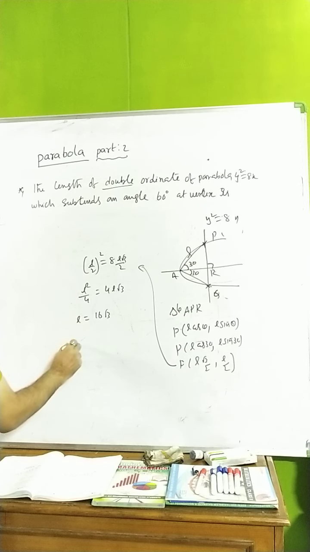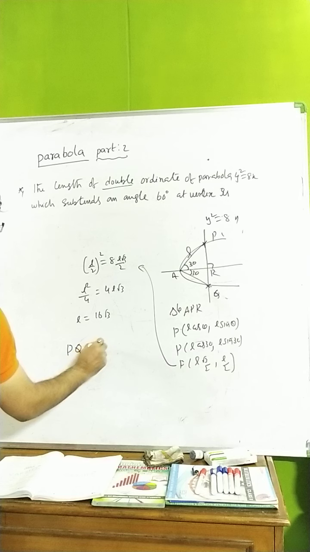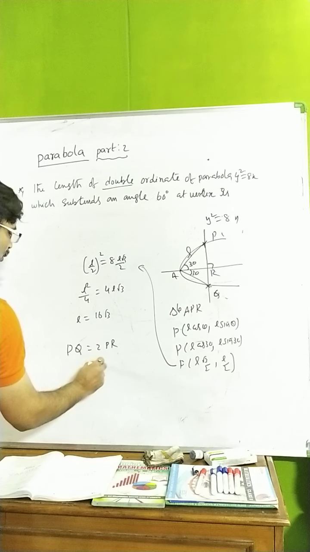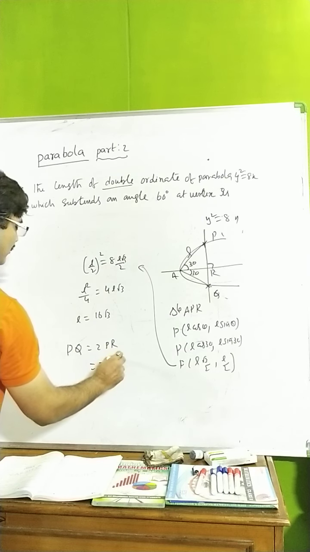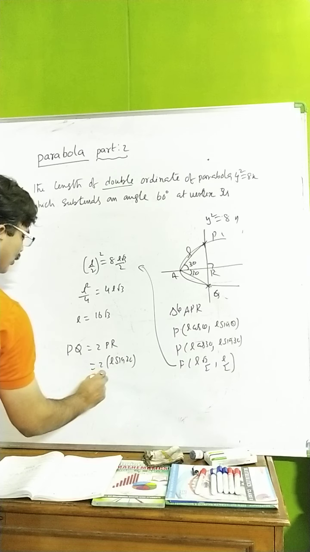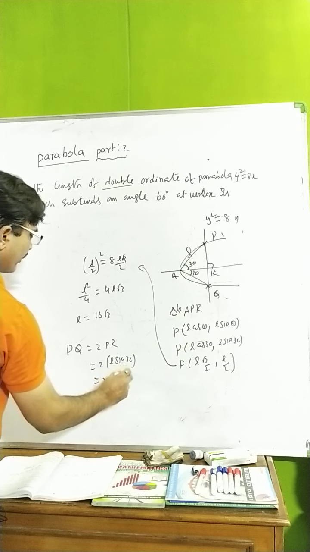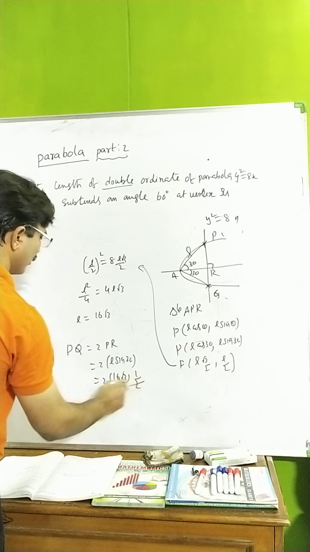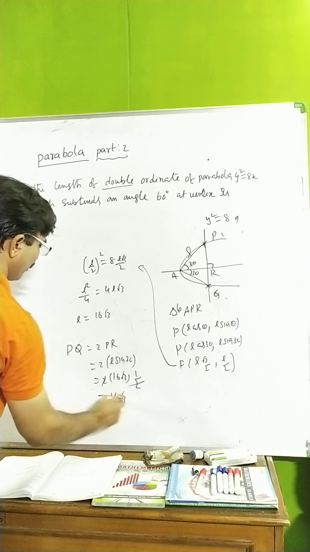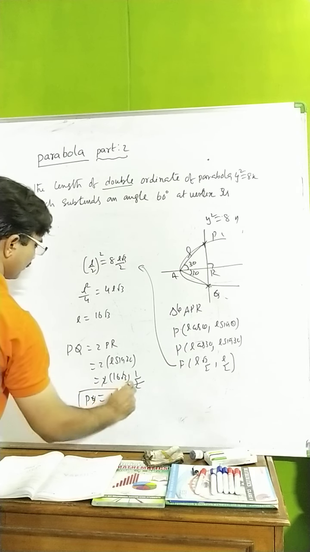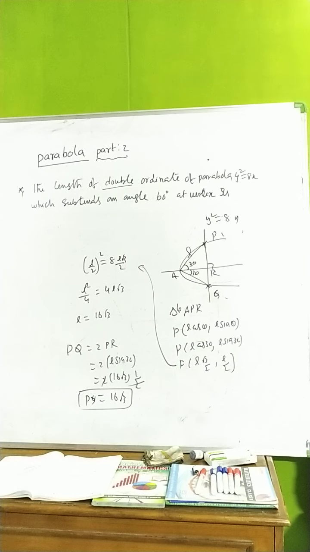But we have to get PQ. What is PQ? 2 times PR. PR is L sin theta, L sin 30. So 2 times 16 root 3 times sin 30, which is 1 by 2, and that goes. Luckily, PQ is also the same as that. Like this we are going to find things related to the double ordinate. Whatever he asked, we got the answer.